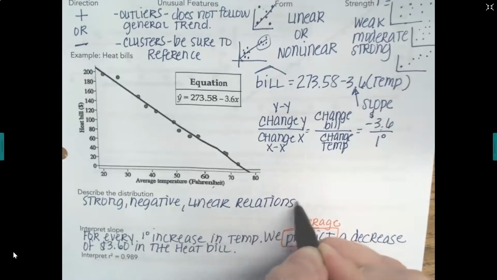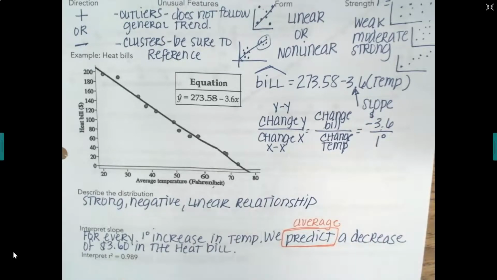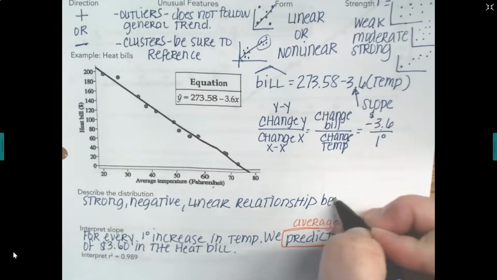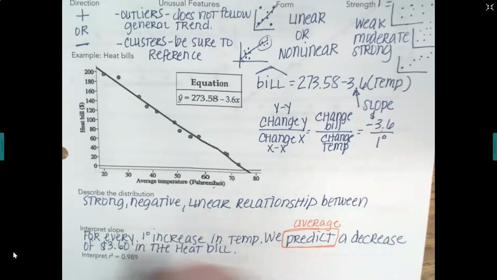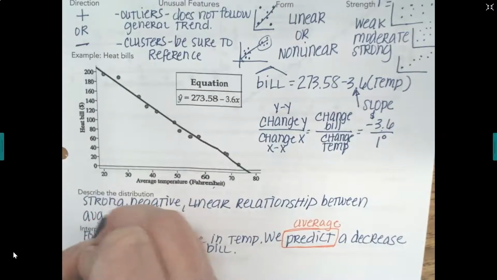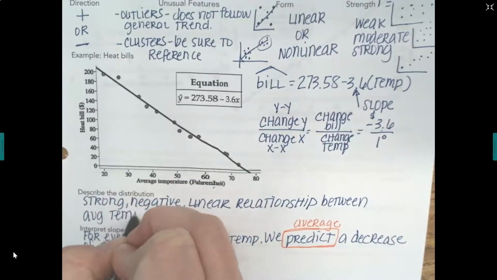Now, we have not included any context here. We've just said strong negative linear relationship between what? Between average temperatures and the heating bill.